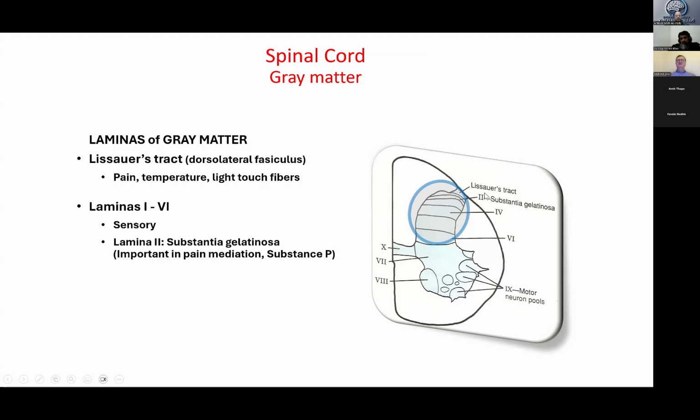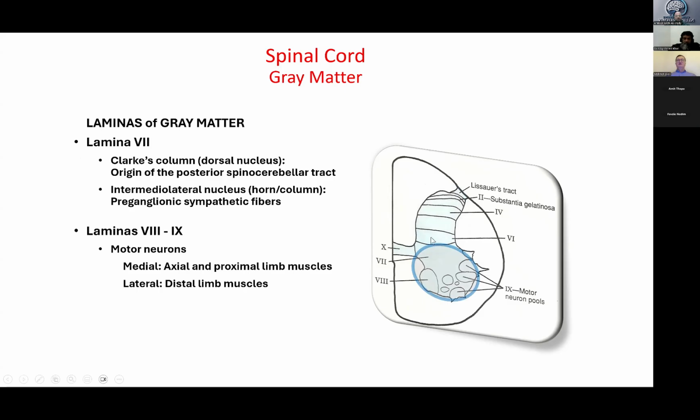One of them is the Lissauer's tract in the most dorsal part of the posterior horn, which represents pain, temperature, and light touch fibers. Then on the posterior part, there are 6 laminas. They are sensory laminas. And lamina 2 is the substantia gelatinosa, which is the important part in pain mediation and substance P.